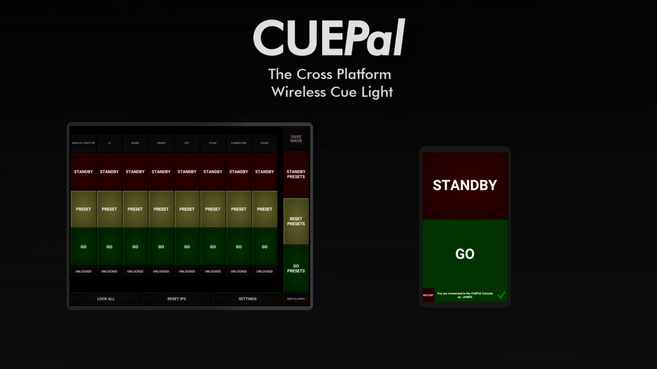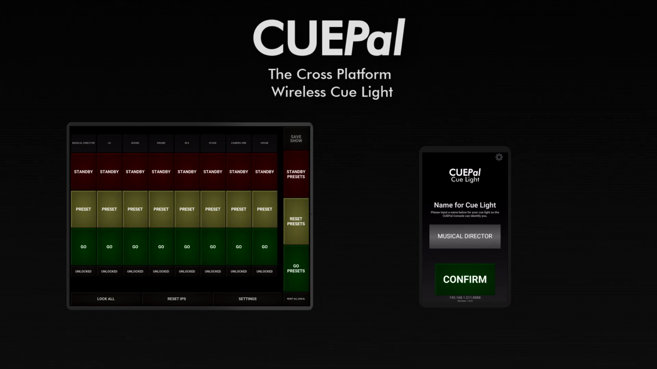For this overview, I'm going to connect one Cue Light to the console, but you can connect up to 8 at any one time. Firstly, let's connect a Cue Light to the console and go over the main functions. To get started, we need two devices, both connected to the same Wi-Fi network, and we need to launch both apps on separate devices. On a device with CUEPal Cue Light, we are prompted to input a name for our Cue Light so the console can identify us.